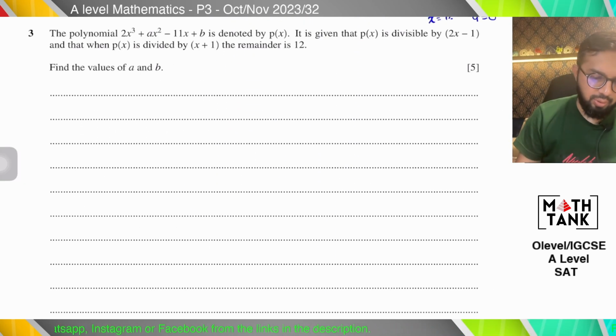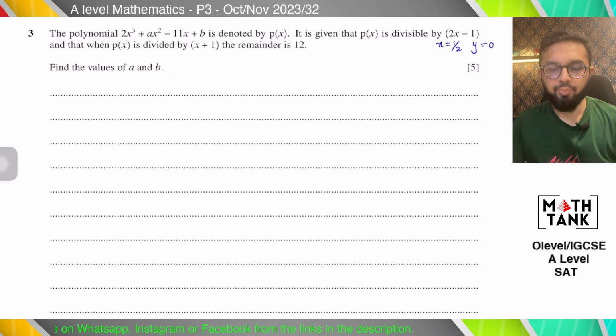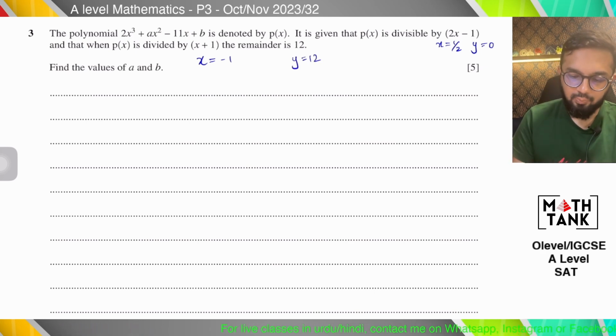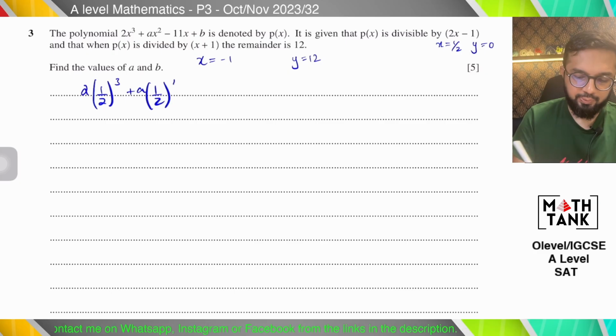Okay, so continuing with question number 3, it says 2x cubed plus ax square minus 11x plus b. So it is given that p of x is divisible by 2x minus 1. So I will plug in x equals half to get y equals 0. That's what being divisible means. And when it is divided by x plus 1, so x equals minus 1, y should equal 12. So I'll first plug in half and try to solve this.